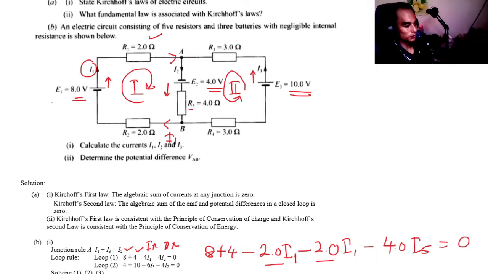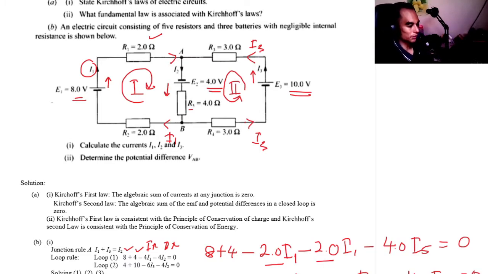And one more for loop number 2. We can start with 10. 10 plus 4 in the middle, minus, for this one we are using I3, 3.0 I3, minus, this is also I3, negative 3.0 I3. And in the middle we have negative 4.0 I2 equals 0.